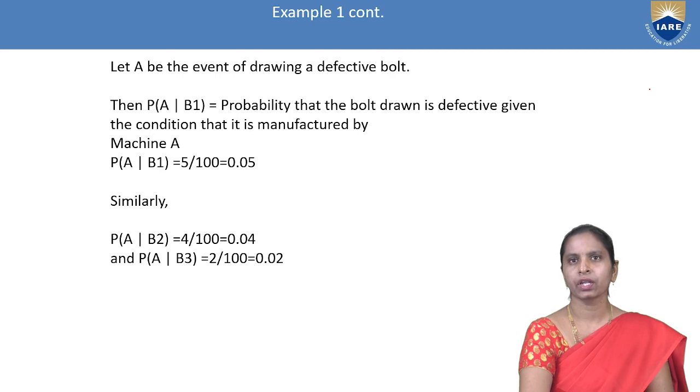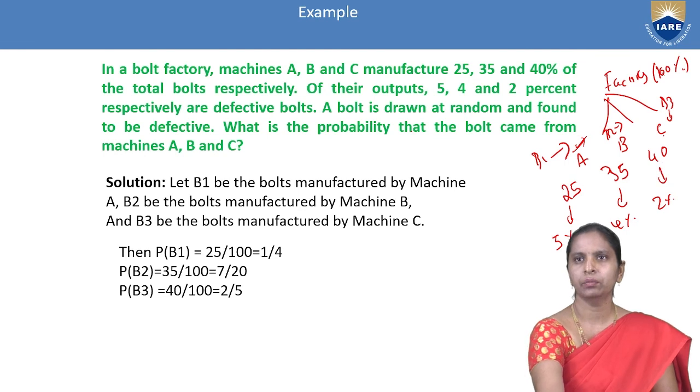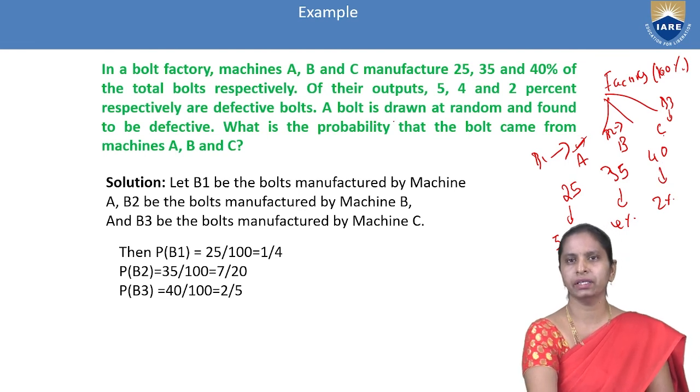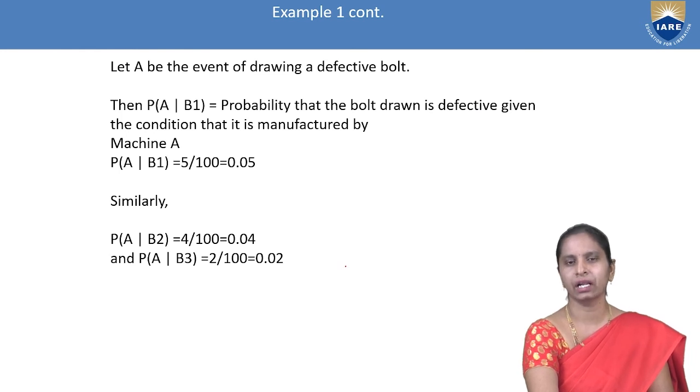Next, let us define the event A. What is the event A? Nothing but selecting a defective bolt. That is the event A. Now, what is P of A by B1? It is the probability of selecting a defective bolt given that the bolt has been selected from mission A.